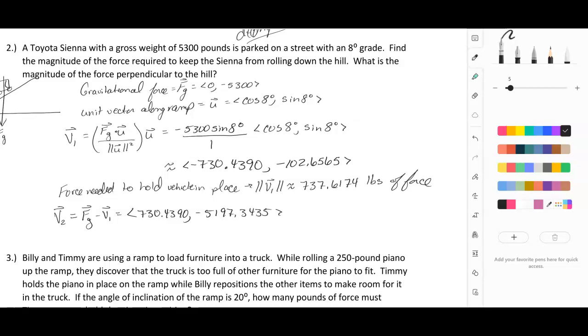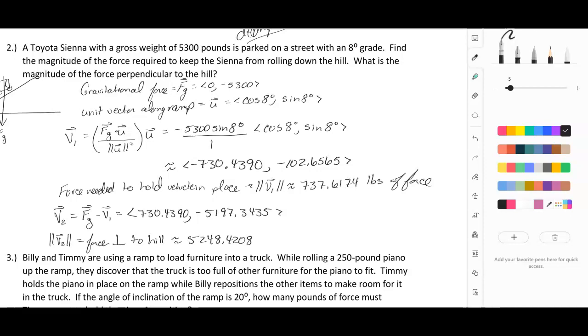So there's my perpendicular component. And if I find the magnitude of that, that will tell me the force perpendicular to the hill. Now I'm going to use this symbol for perpendicular to hill. I'm just going to use my calculator off to the side to compute that. And I got about 5248 for that.